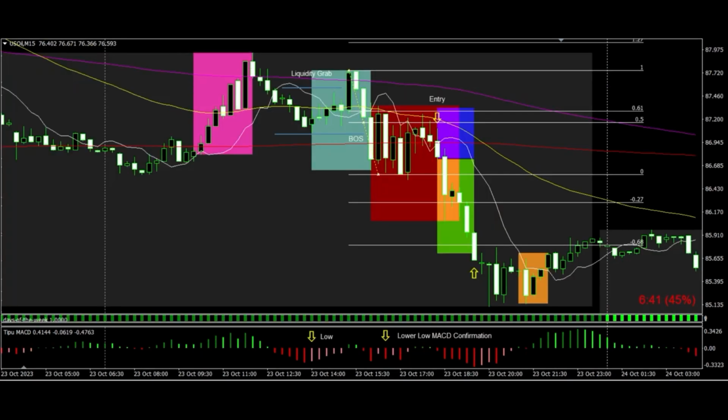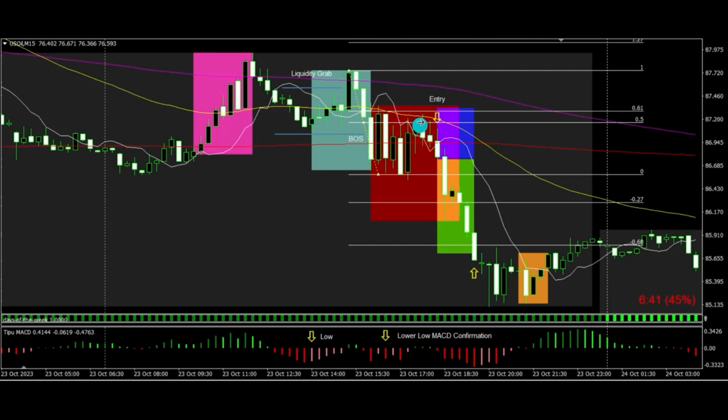The next sell trade, there's a liquidity grab during the 7 o'clock to 9 o'clock time slot. Then there is a break of structure that happens during the 9 a.m. time slot. Then you want to look for price to retrace to the 50% and then go above the 4 EMA.